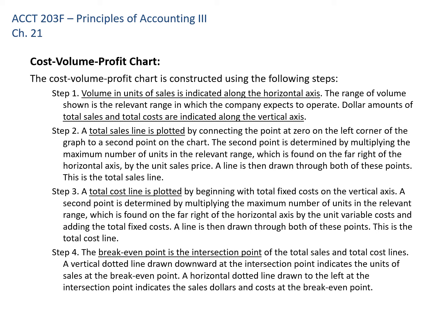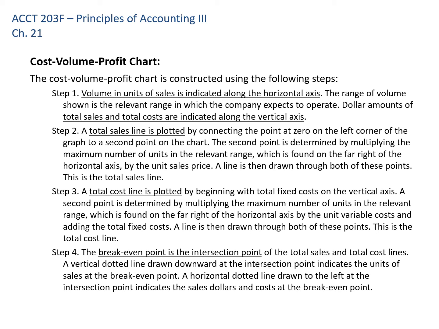The second step is plotting the sales line. That's always going to start at 0 because if you sell 0 products, you have 0 sales. Then I'll ask, what is my selling price per product times the maximum quantity? That gives a total sales dollar amount. I'll plot that point based on the y-axis, and I'll draw a line between those 2 points. Step 3 is to do a total cost line. The total cost line's y-intercept is going to start at the level of fixed cost and then is going to go up at the rate of my variable cost.